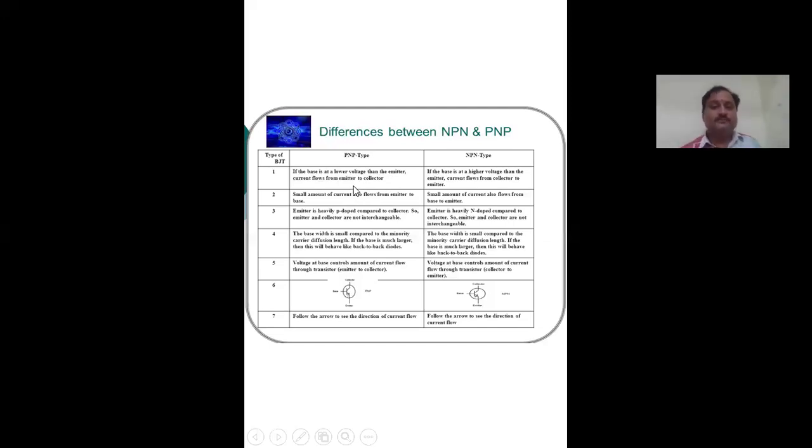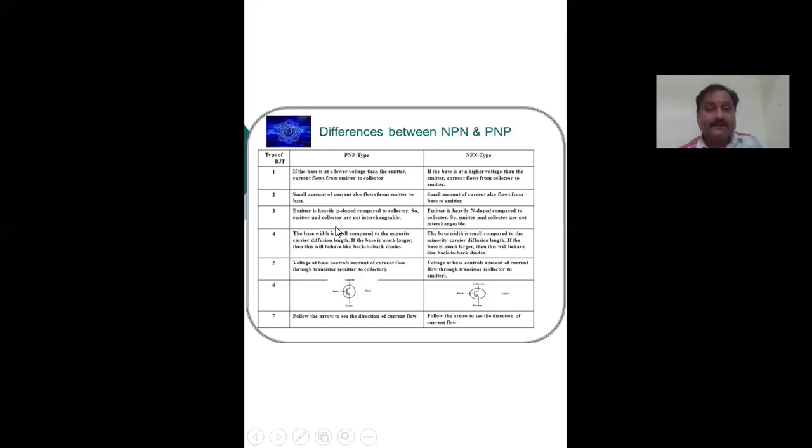The second one is that a small amount of current flows from emitter to base. Why? Because, according to Ohm's law, V is proportional to I. At a lower applied voltage, we get a small amount of current flowing from emitter to base. Again, with a higher applied voltage, a small amount of current also flows from base to emitter.